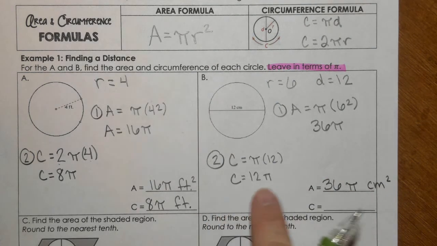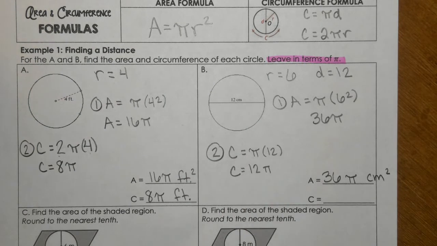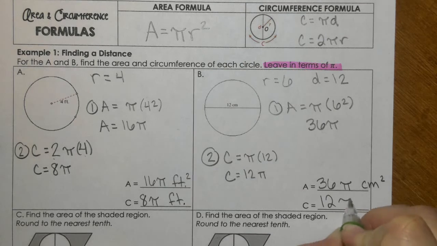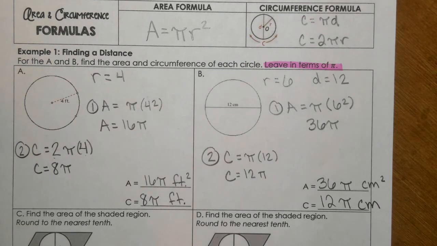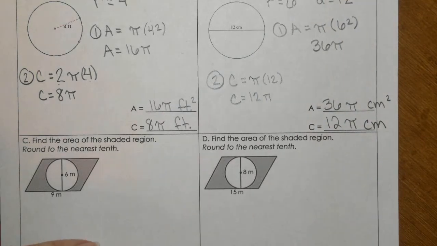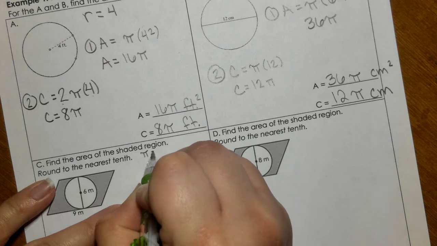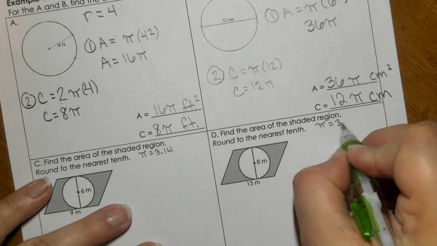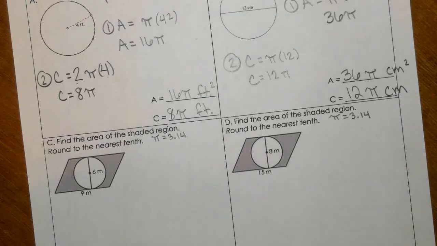Whenever you write it, you always write the number first and then the pi symbol. Kind of like variables. You always write the number first and then like the variable x. So this would be 12 pi centimeters. Okay, now for C and D, one thing you need to know is that because it says you're rounding to the nearest tenth and it doesn't say to use the pi button, it doesn't say to use 3.14 for pi, I am going to tell you that for pi, we're going to type in 3.14. Okay? Now, we are also going to identify all of our variables.